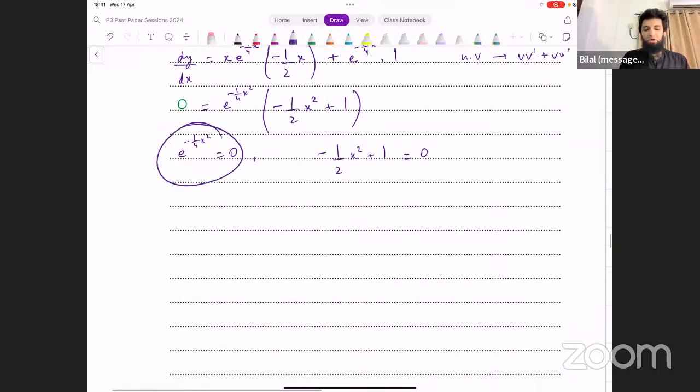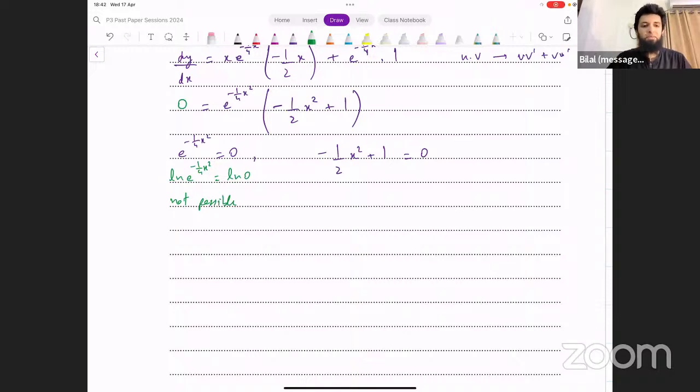Now, this is not going to give you any result. You can try. How would you try to solve this? Taking log. If you take log, you get stuck because on the right side, you get ln 0. That's not possible. So you don't get anything from the first equation. Why? Because e power something can never be equal to 0. E is a positive number. You cannot raise that to any power and get 0 as the result. So this is not possible.